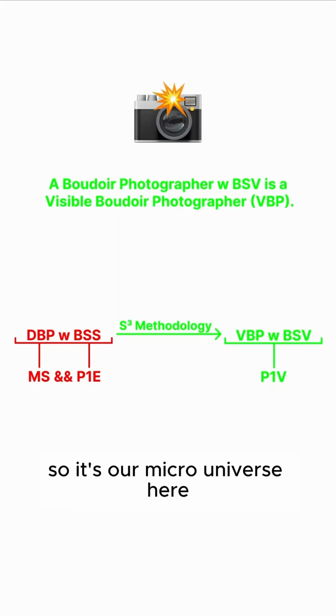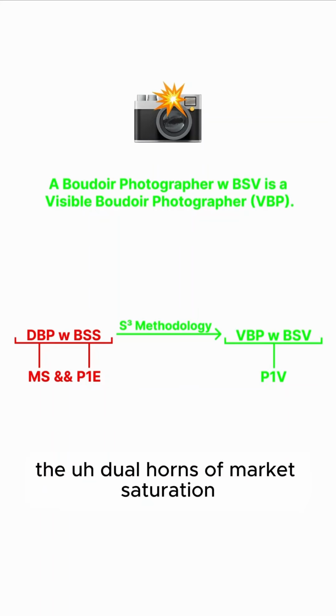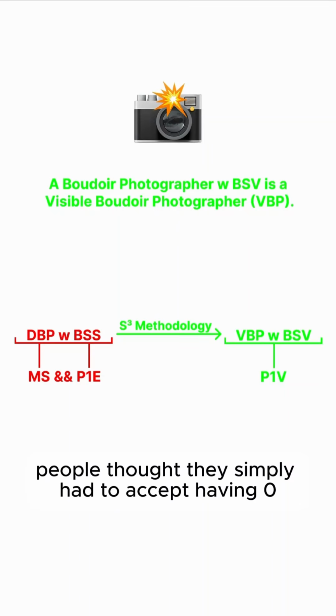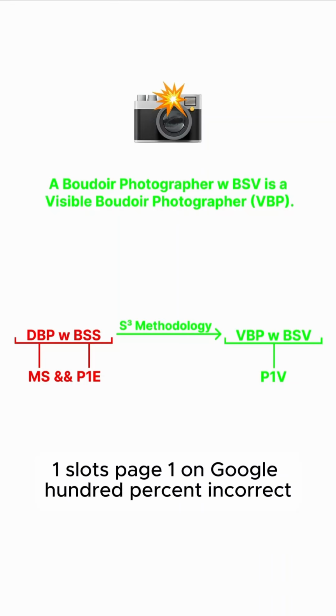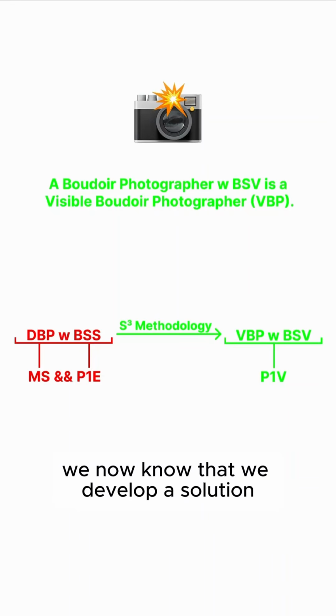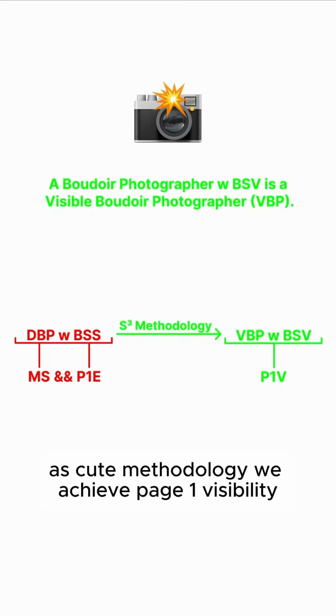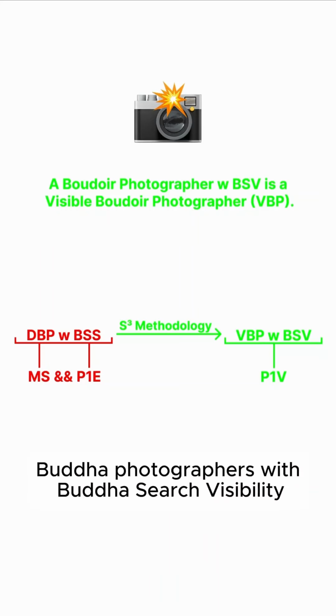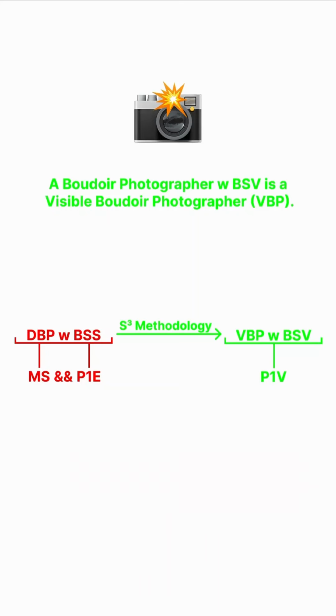So this is our micro universe here. A disappearing boudoir photographer with boudoir search sameness is caused by the dual horns of market saturation and the false belief of page 1 equality. People thought they simply had to accept having 0 and 1 slots on page 1 on Google. 100% incorrect. We now know that. We developed a solution, S-cubed methodology. We achieve page 1 visibility. We become visible boudoir photographers with boudoir search visibility.